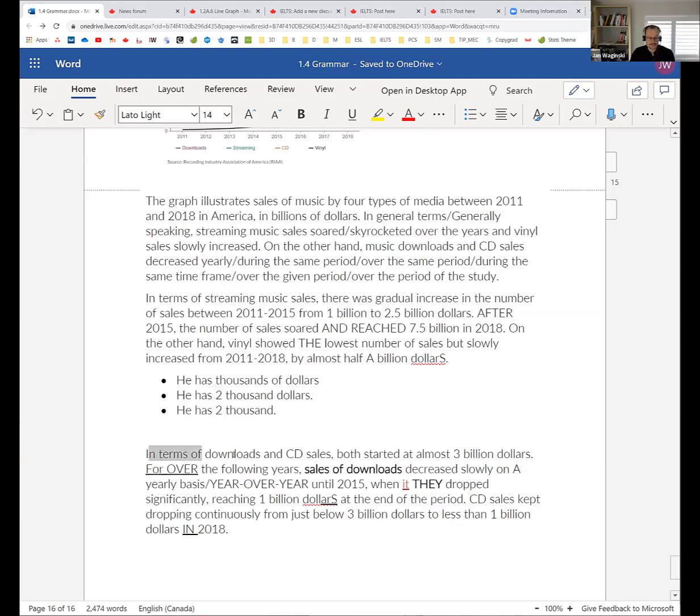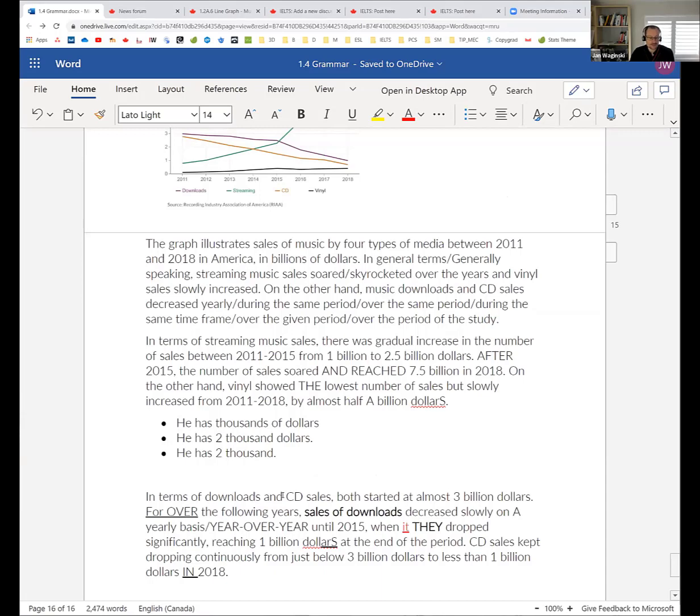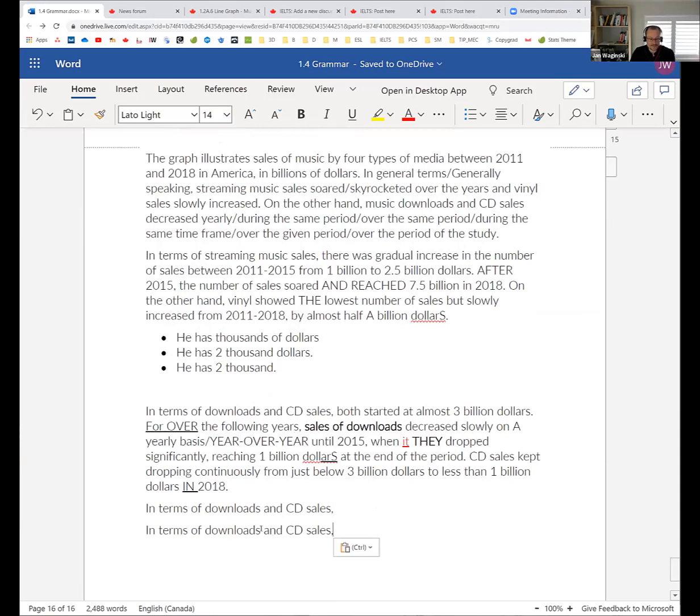This is good. In terms of downloads and CD sales. This is okay, we keep the S? Yeah, because this is two different items. So we don't need to say download sales, just in terms of downloads. You could say and CDs, in terms of downloads and CDs. Or, this one's open to interpretation. I think you would be okay if you did in terms of downloads and CD sales, in terms of download and CD sales, in terms of CD and download sales, in terms of download and CD sales. This is okay too.